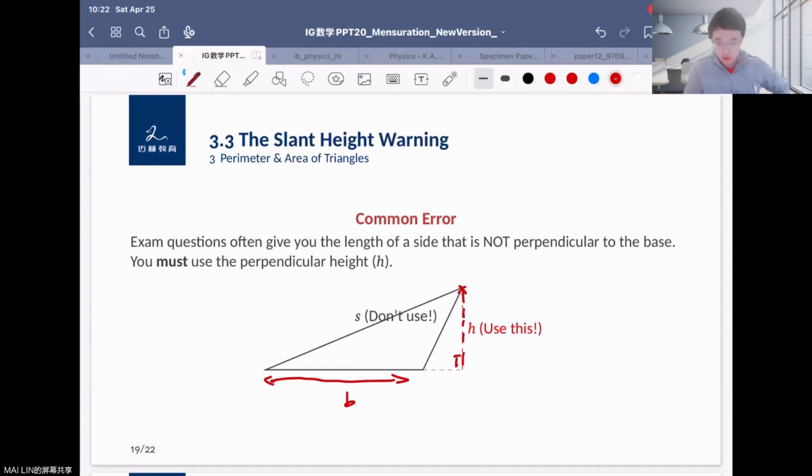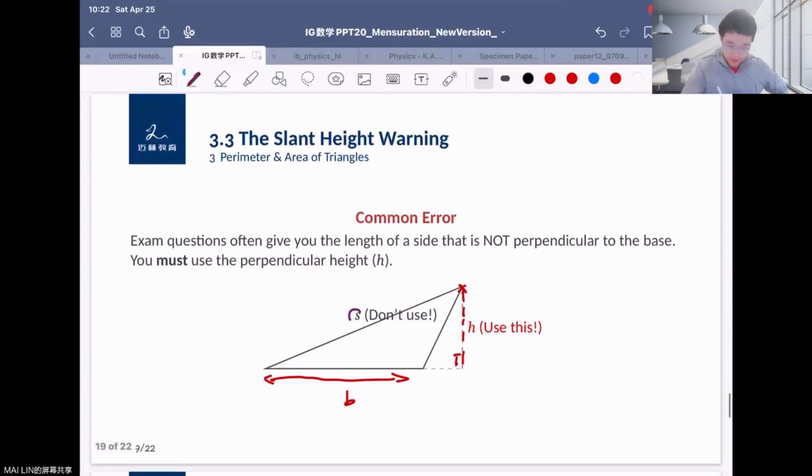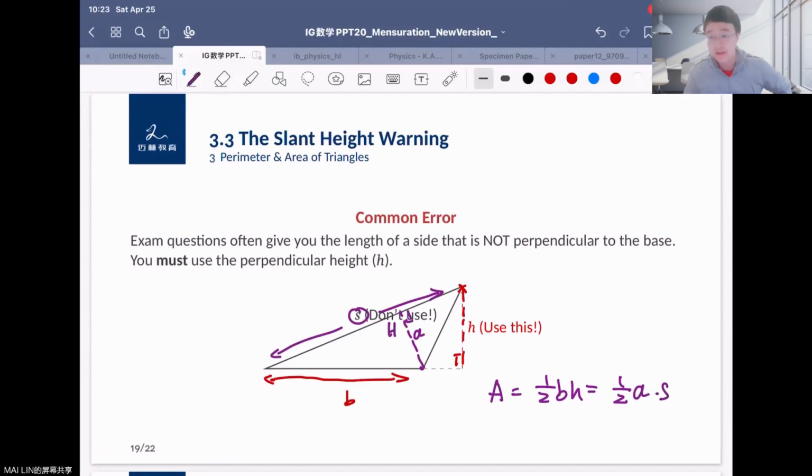And if you want to calculate with another method, please regard this side as a base, that is S, and from the turning point, draw a perpendicular line right here. This is the perpendicular height H, okay? So the area equals a half times base times height, which can also be considered as a half times the A times the base S, okay? So you can find different bases have different heights.